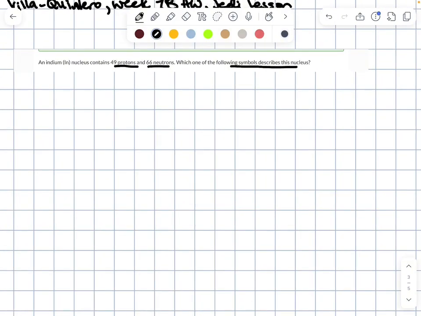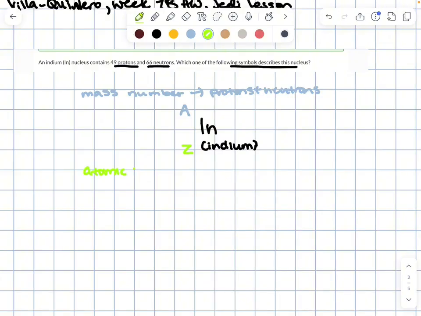But the first thing I want to do is, we have our element here, which is indium. And then the standard nuclear isotope notation is going to be our mass number up here. Mass number just means that you're adding the protons and the neutrons. So we can go ahead and do that in a little bit. And then the bottom number, I'll just represent Z, A, and then Z here is going to be the atomic number. And that is just protons.